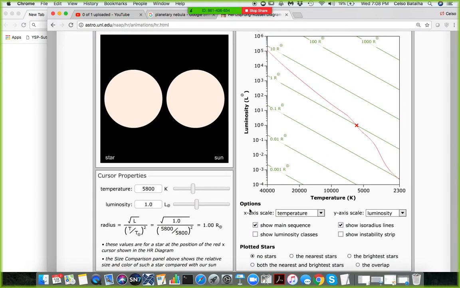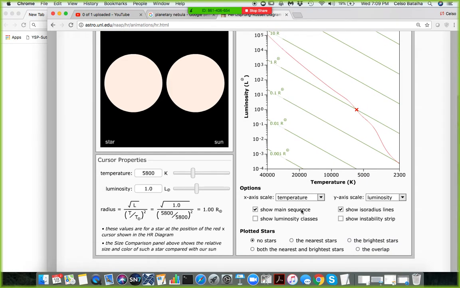The Hertzsprung-Russell diagram has luminosity on the vertical axis and temperature on the horizontal axis. So if you take a scoop of stars in the galactic disk, this is what you see.